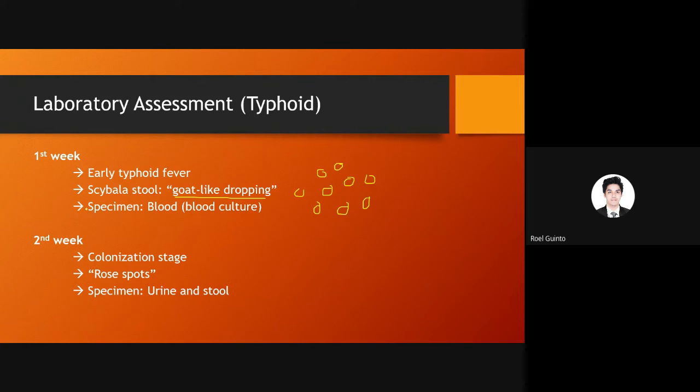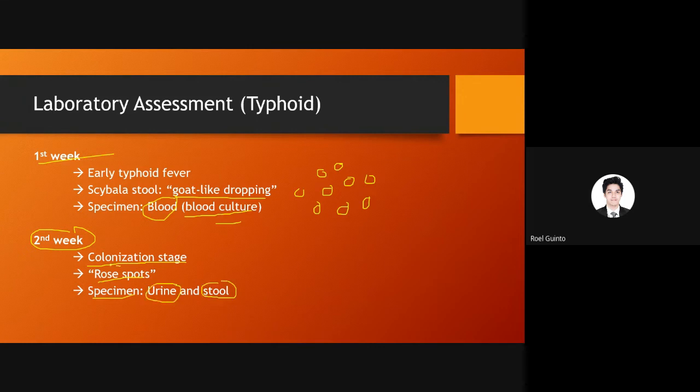And the specimen of choice for typhoid fever in the first week of infection is blood. Kasi gagamitin natin siya for blood culture. For second week of infection, this is the colonization stage. So, the bacteria causes rose spots in the patient. So, the specimen of choice is urine and stool.